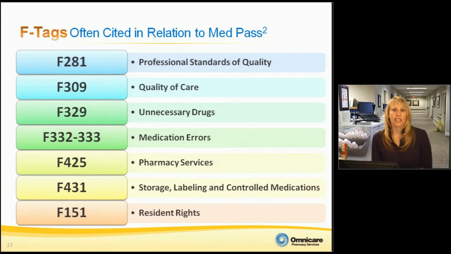F-Tag 281 is professional standards of quality. A great example of that is, hey, don't borrow medications for one resident from another resident. We all know that. No borrowing. Quality of care. If you don't have a great plan in place for people who are in pain and their quality of life is bad, then we're providing a poor quality of care.